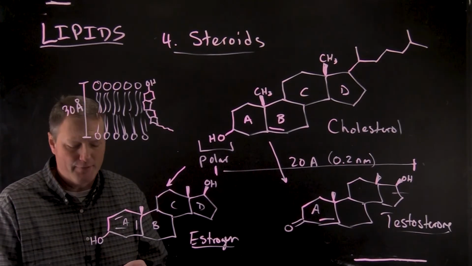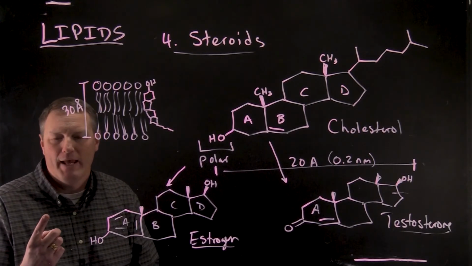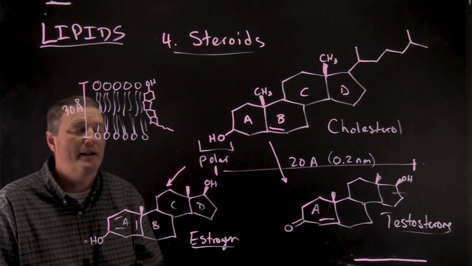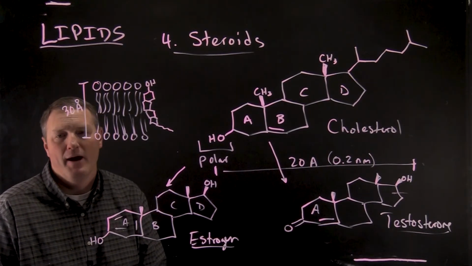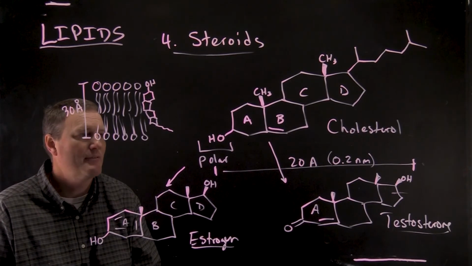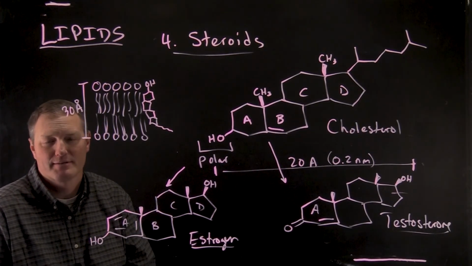All right, so that summarizes the 4 main types of lipids. Again, we had fatty acids, we had the triacylglycerides, the phospholipids, and then finally the steroids. All right, so I hope that helps bring some light to the structures of these, and definitely get a little bit more practice looking at and identifying the different types of lipids.